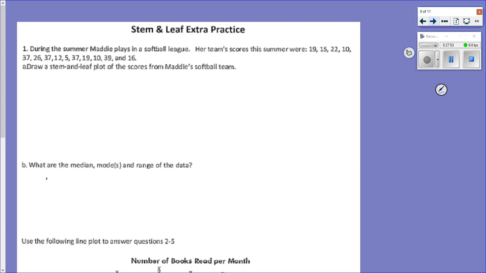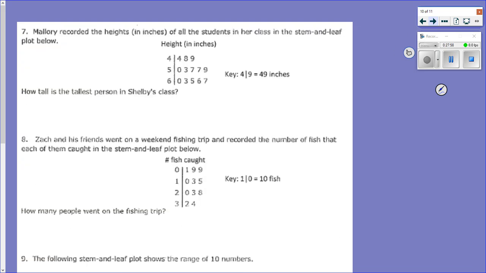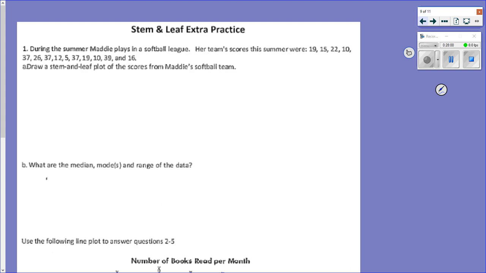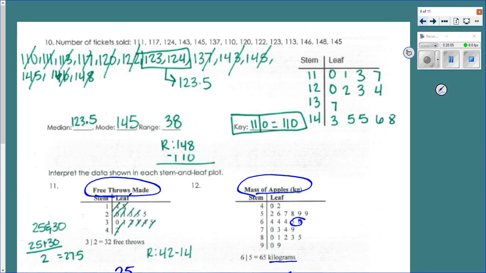Okay, you got 2 pages of homework. Page 9, the last 2 pages of your packet. Do those tonight. Guys, they're really, honestly, quite easy. A lot of them are just asking you to interpret.